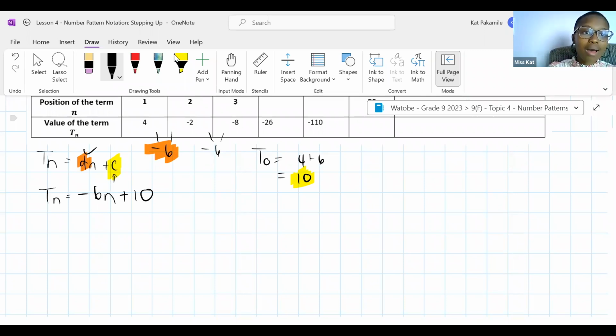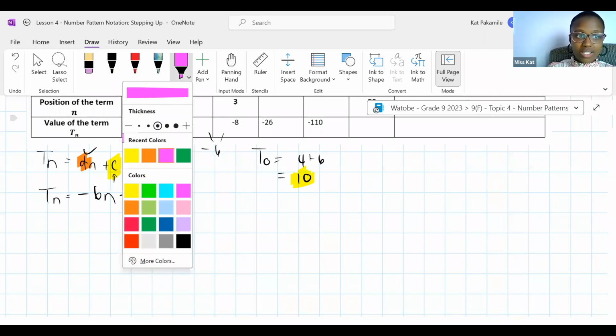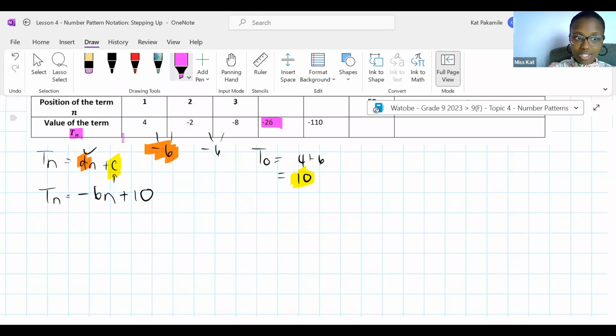Now we have to find the position. Listen carefully, Tando. Tn is -26, right? Yes, ma'am. Where do I substitute it in my new formula? So we're going to write -26 equals the general term, which is -6n plus 10. You are a superstar. I don't know what to do with you but to just dance and be happy. Okay, let's solve for this.